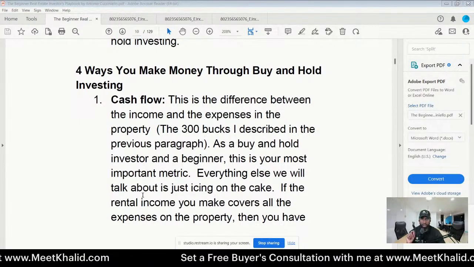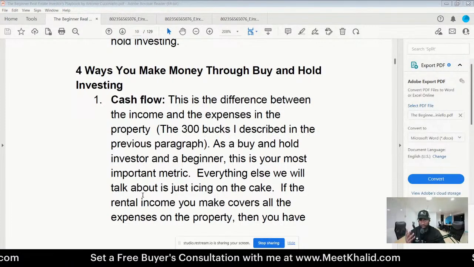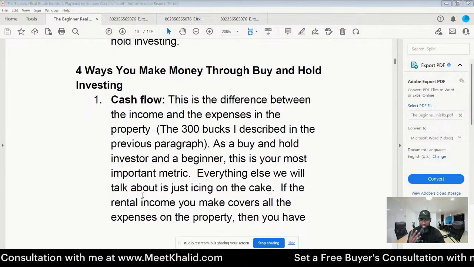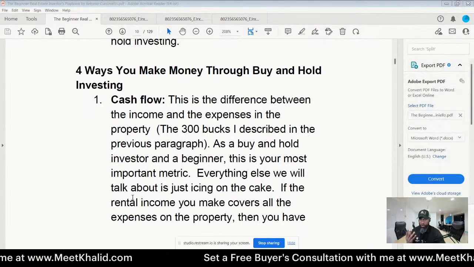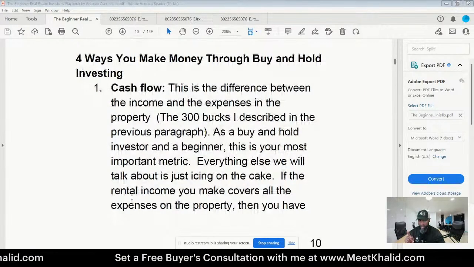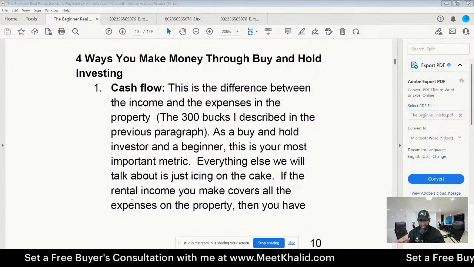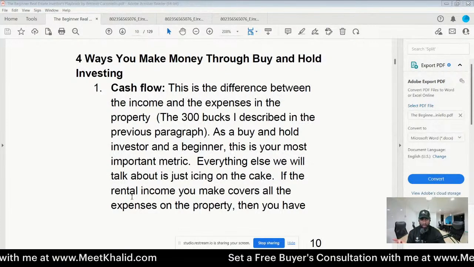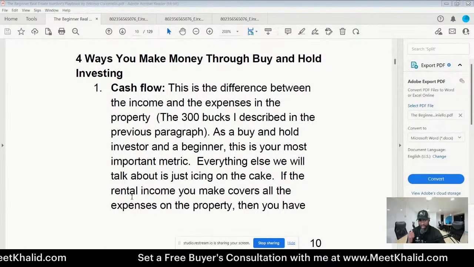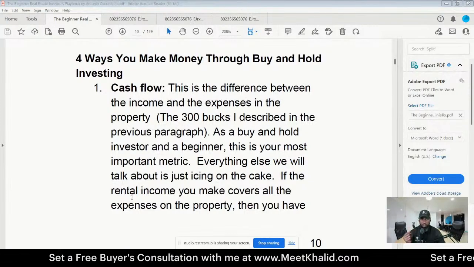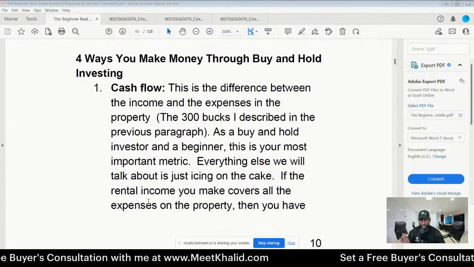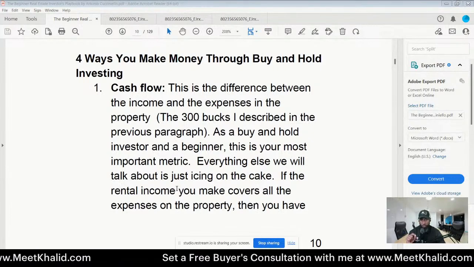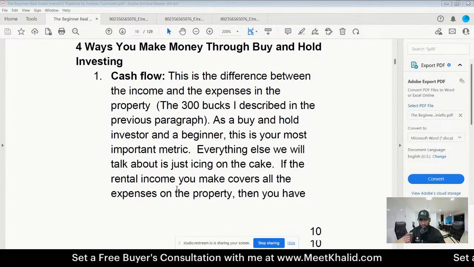There are four ways to make money through buy and hold investing. The first one is cash flow, and this is the difference between income and the expenses in the property. In our last example, it was 300 bucks. As a buy and hold investor and a beginner, this is the most important metric. Everything else we will talk about is just icing on the cake.